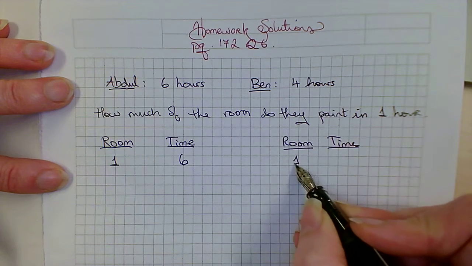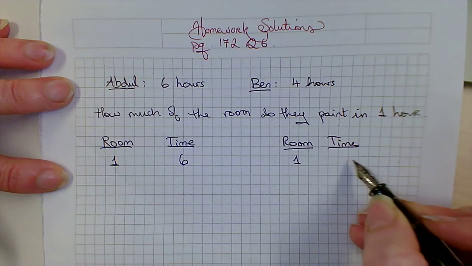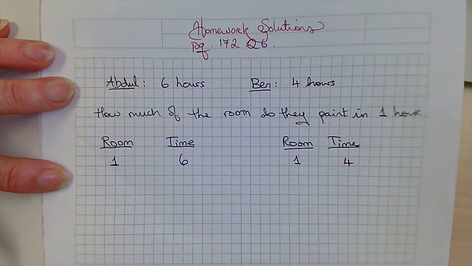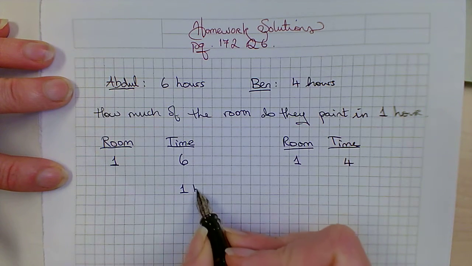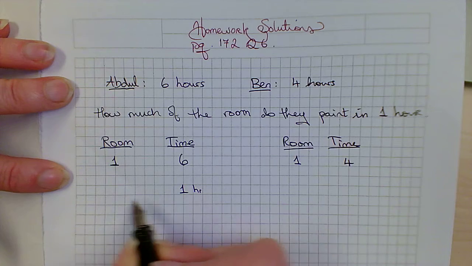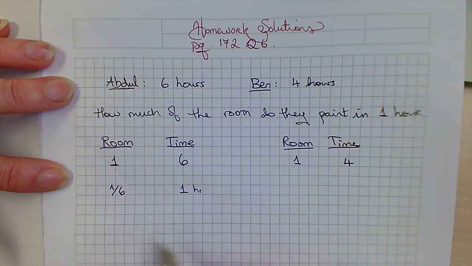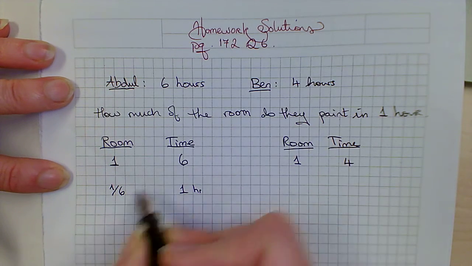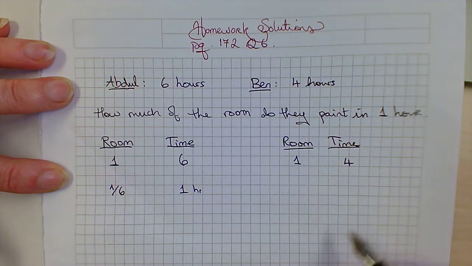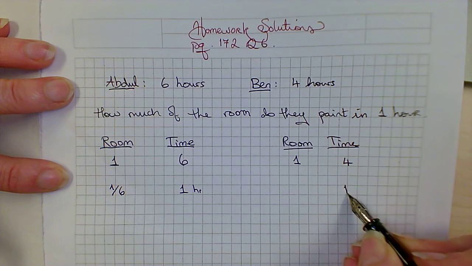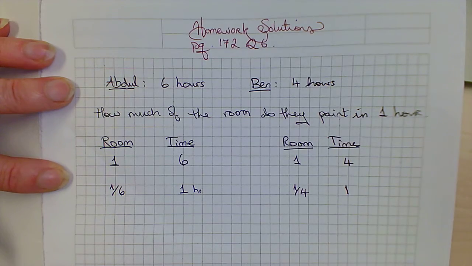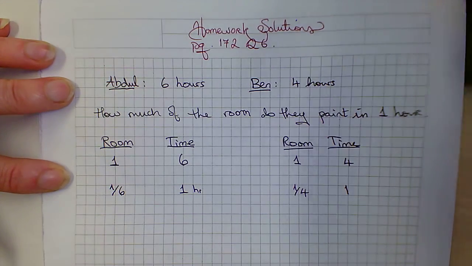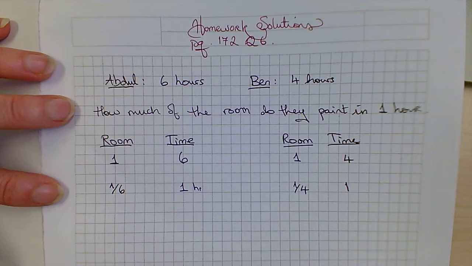And what is this that we're doing? We're talking about the unitary method. So 1 room and 4 hours for Ben. If I want my time to be 1 hour for Abdul, then I can only do 1/6 of the room. So I have to divide them both by 6 to make this relationship. And if I want to have 1 hour for Ben, it's going to be 1/4 of the room in that time. Okay, so hopefully that makes sense there, what we have set up.